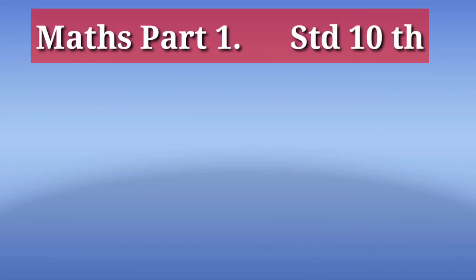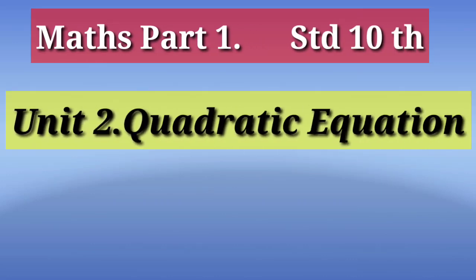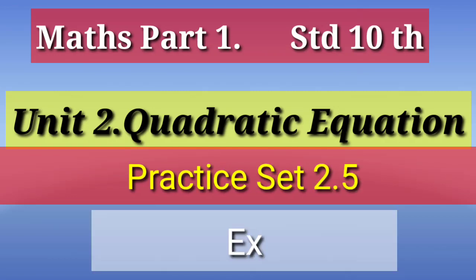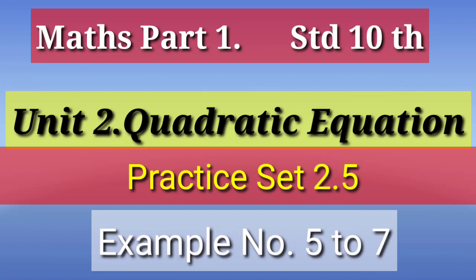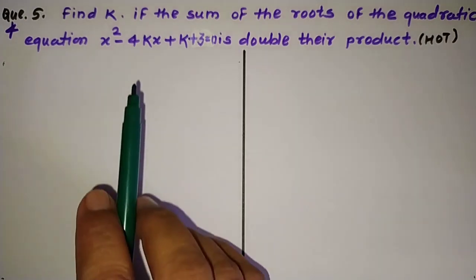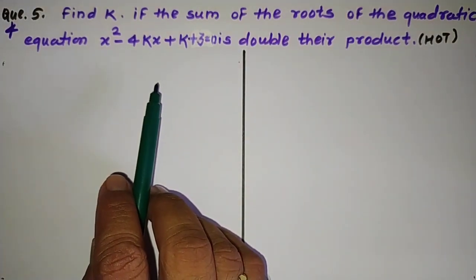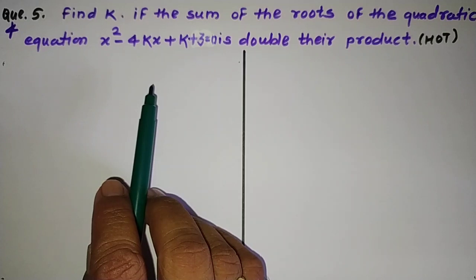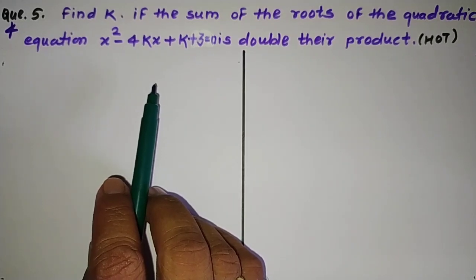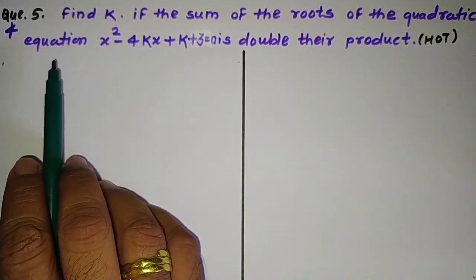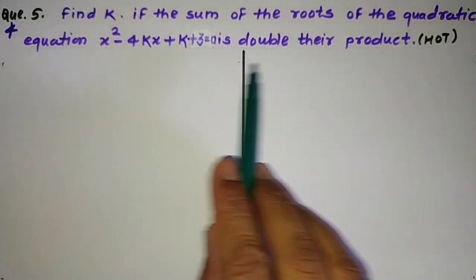Maths part first, standard 10th, unit number 2, quadratic equation, practice set 2.5, example number 5 to 7. Hi friends, today we are going to learn about chapter number 2, quadratic equation. Practice set 2.5 is the remaining part of example 5 to 7. Let's see the example. This type of example is a hot question.